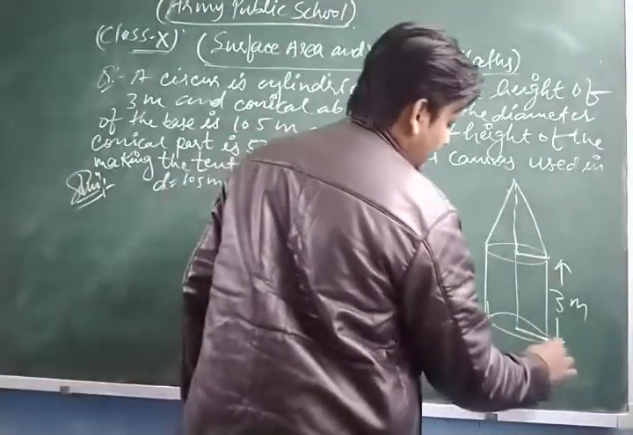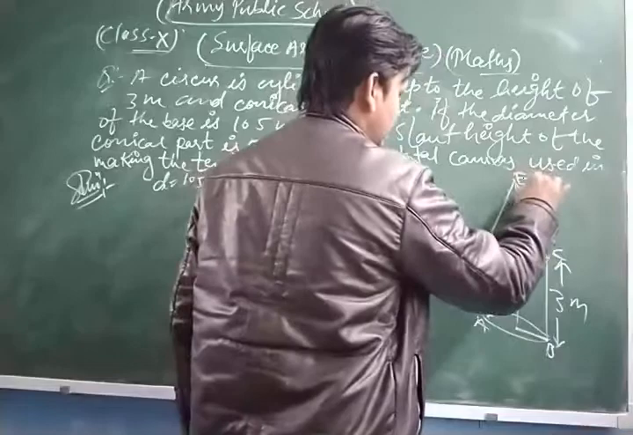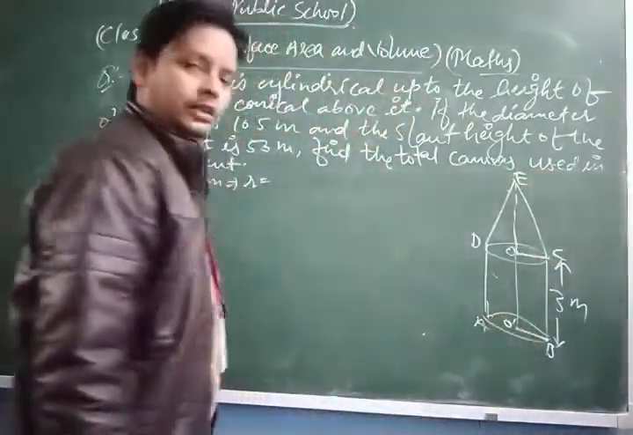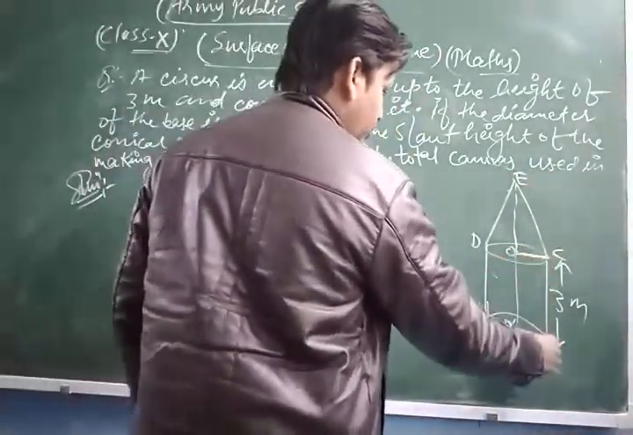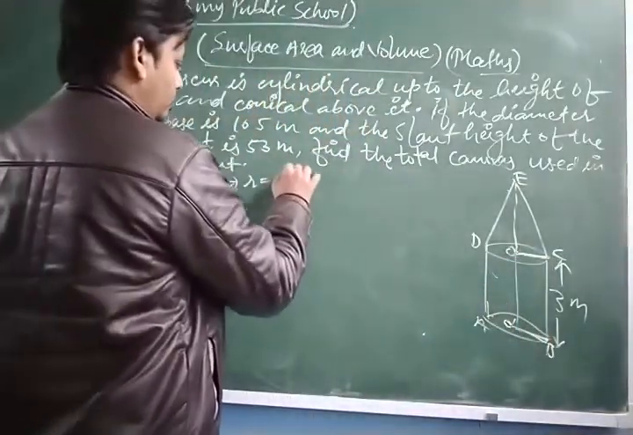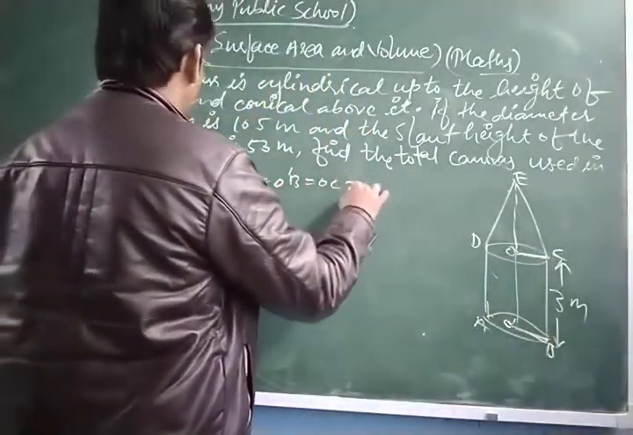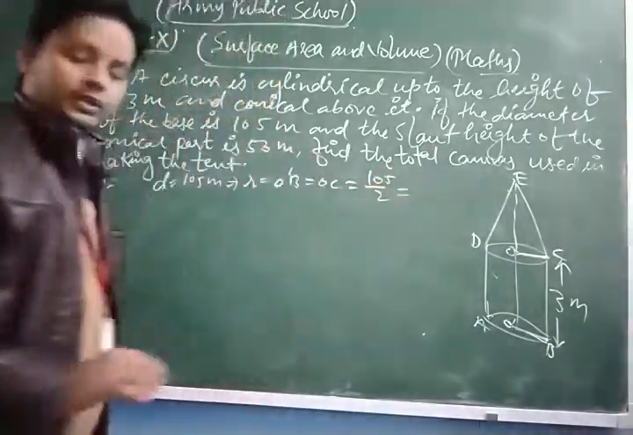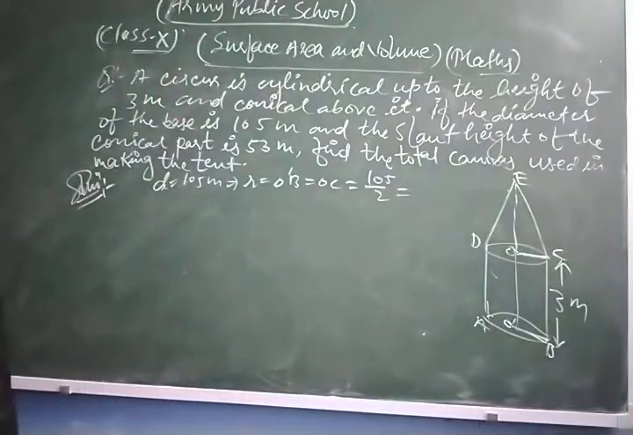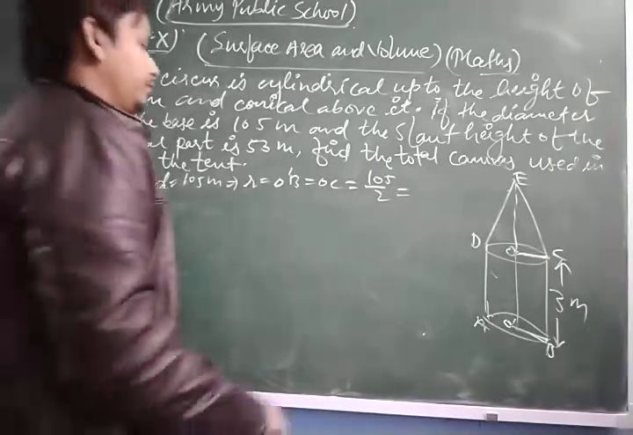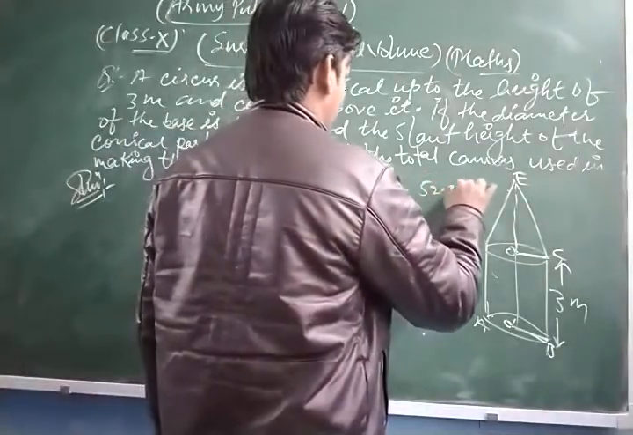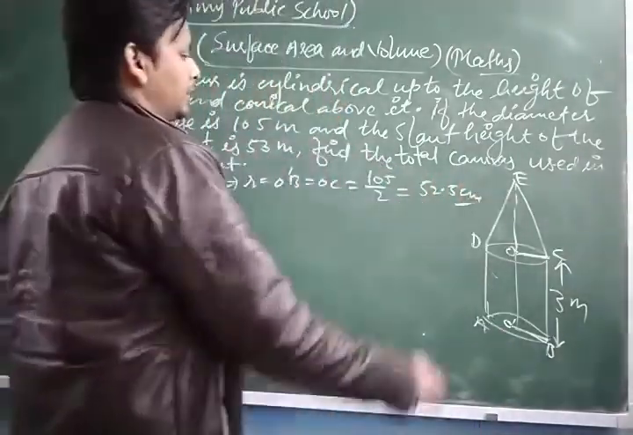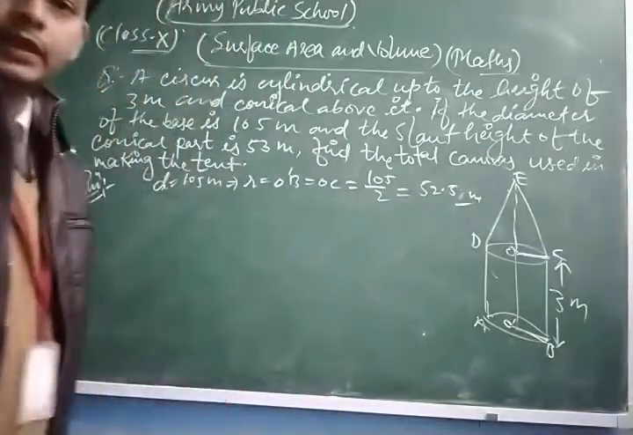Let's label the points A, B, C, D, E, O and O dash. So dear friends, here OC is equal to O dash B, which is equal to 105 divided by 2. This is the radius. So we get 52.5 meter. This is given in our question.